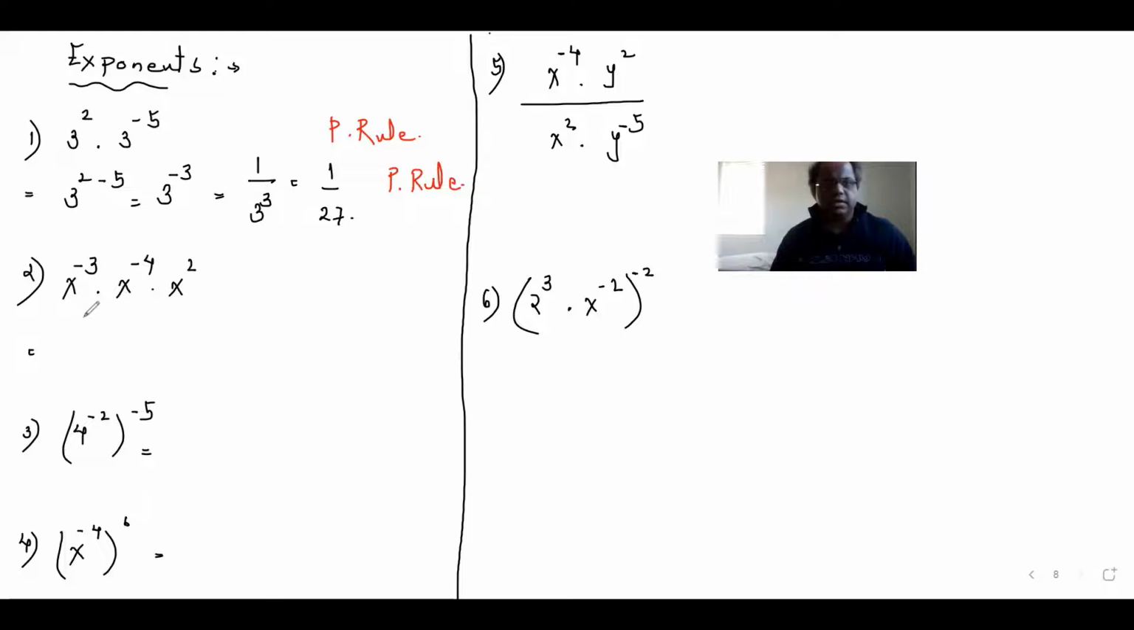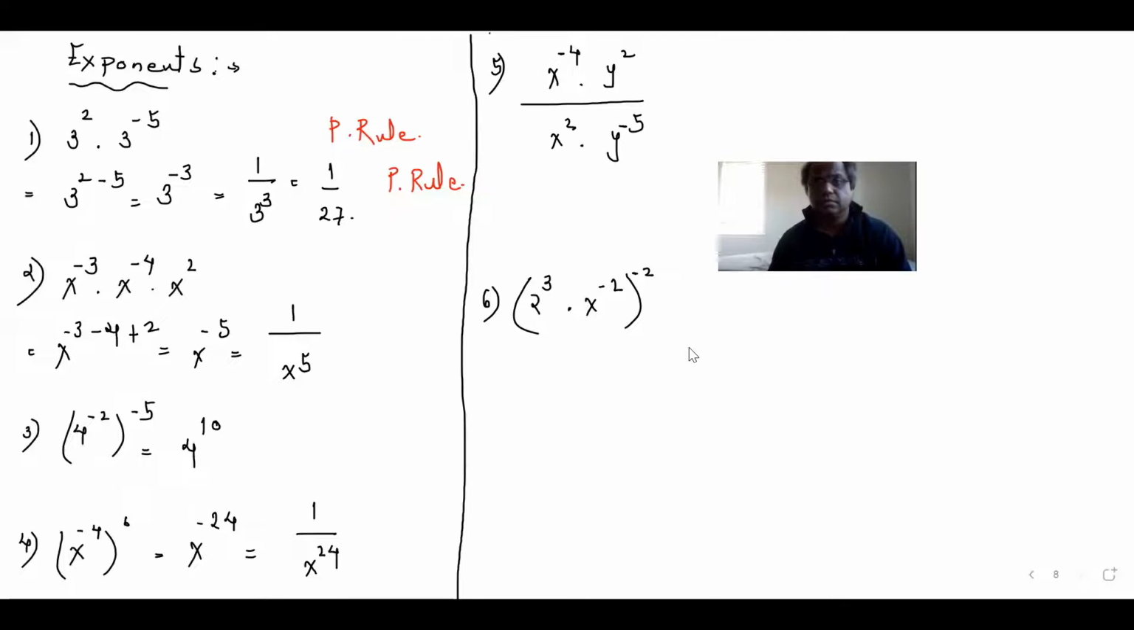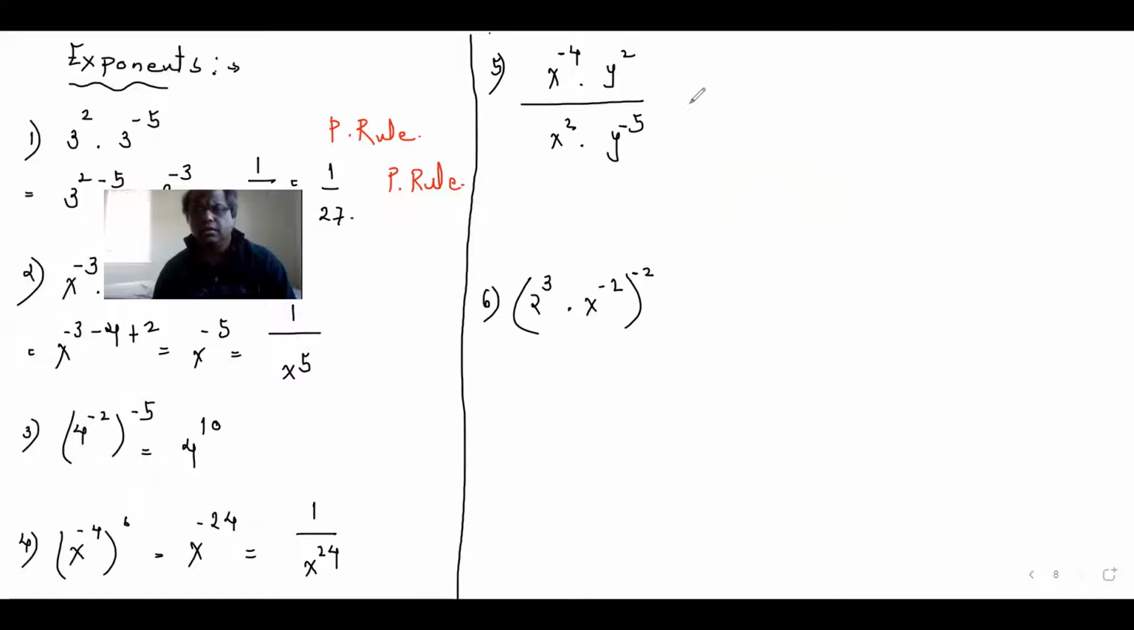Here x minus 3 minus 4 plus 2 will be x to the power minus 7 plus 2, which is minus 5. I want the answer in positive, x to the power 5. Here 4 to the power 10, I'm done. Then here x to the power negative 24, which is 1 over x to the power 24. Here I can use the quotient rule.